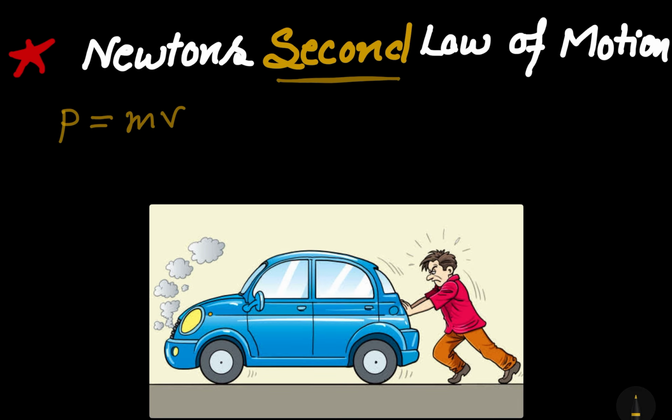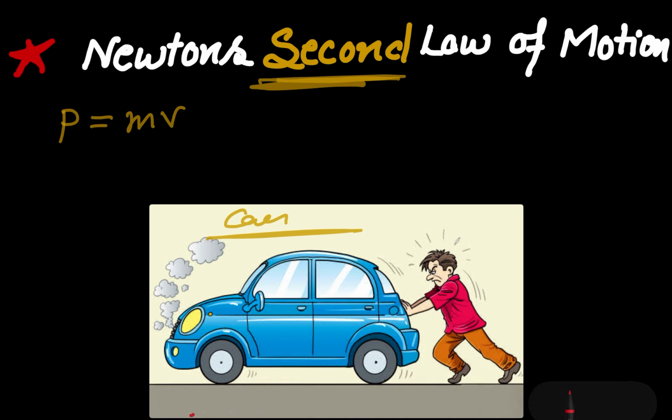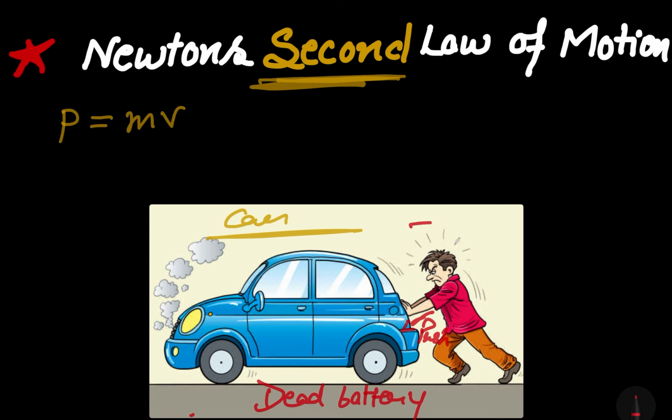Okay. To understand the second law of motion, first we will consider a situation. Suppose we have a car. Now suppose the battery of this car is dead. This is a dead battery car. If we want to start this car, what do we need to do? You can observe from this picture that this man is pushing the car. What do we call that push? That push is nothing but him applying force on the car.